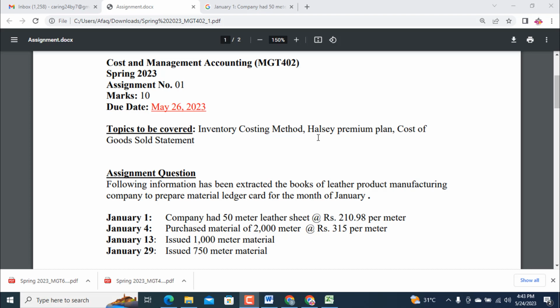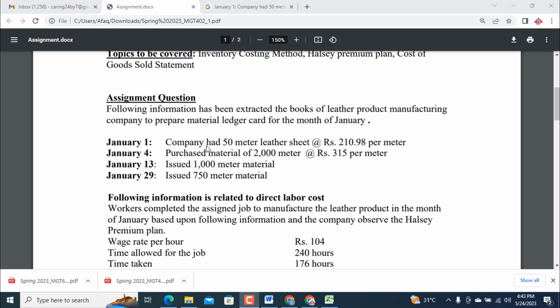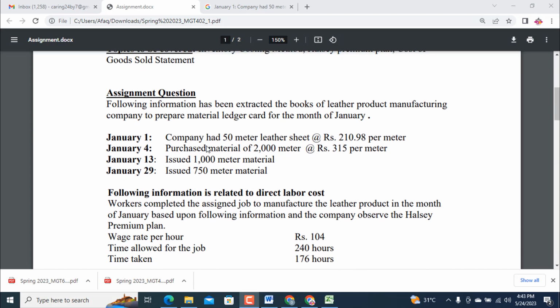In today's video we are going to cover the solution of assignment number 1 of Cost and Management Accounting, MGT402, related to Spring 2023. Further, this ideal solution of the assignment is related to the examination system of Virtual University. So the topic, you will read by yourself. I am going to go directly to the assignment question to save time.